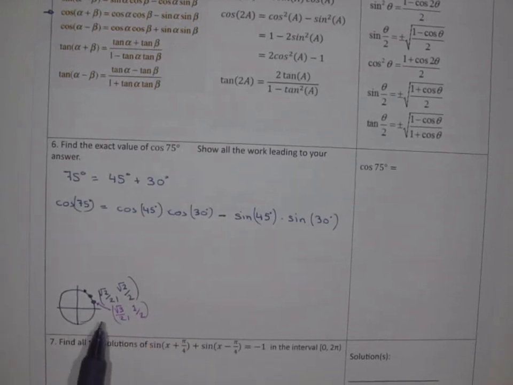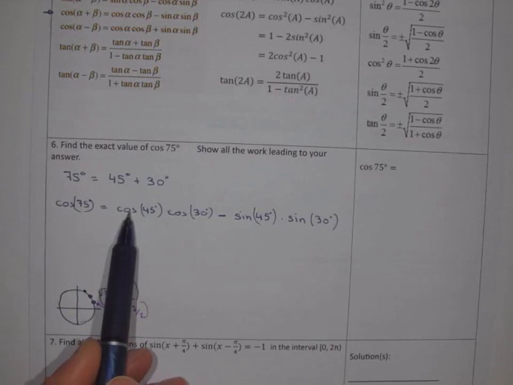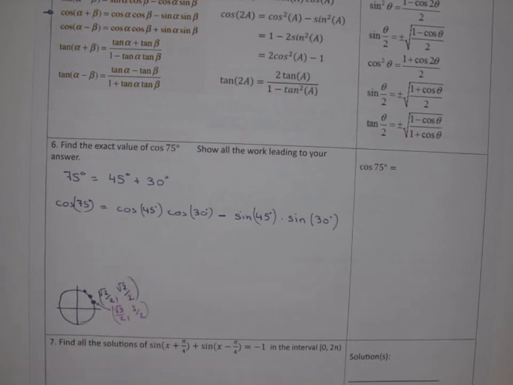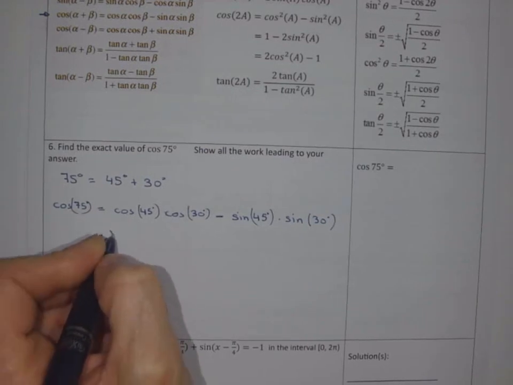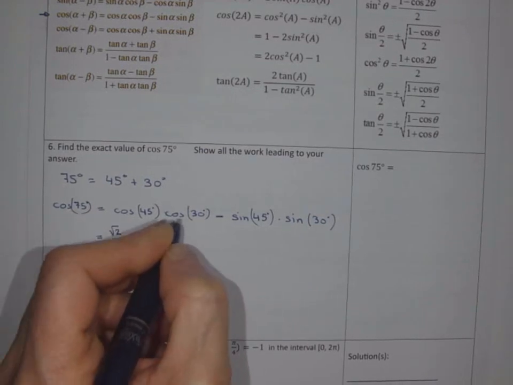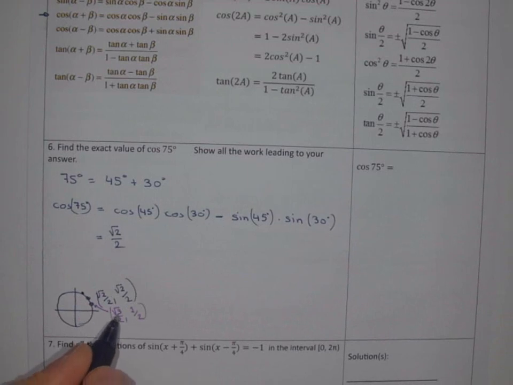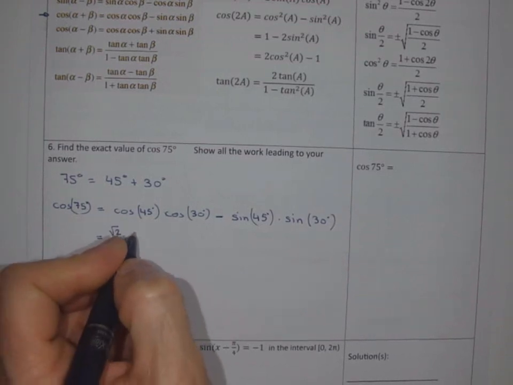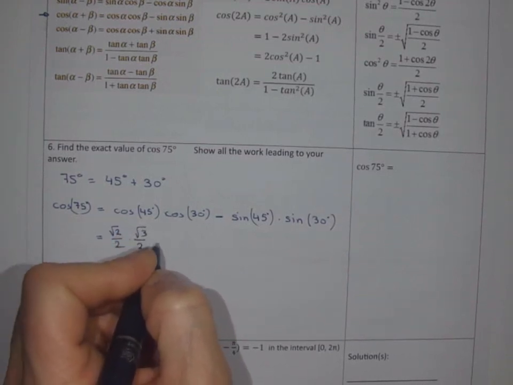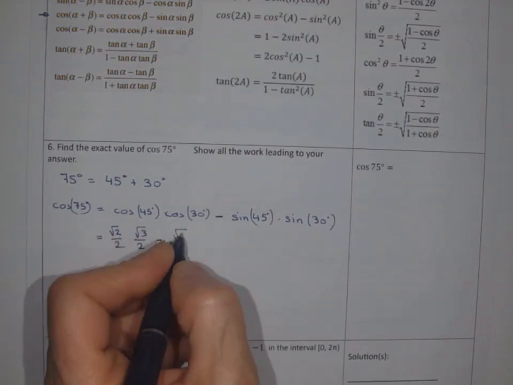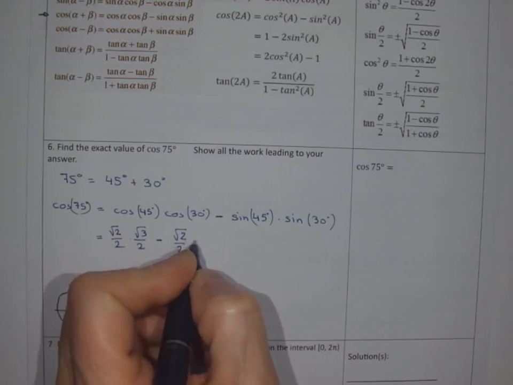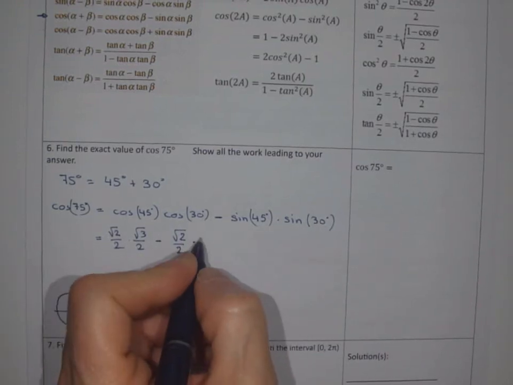So now we just fill in the values. Remember cosine, that's your x value. So x value of 45. 45 is kind of nice because they're both the same anyway. So that will be equal to a square root of 2 over 2. Cosine of 30, so that will be square root of 3 over 2. Minus, excuse me, sine of 45, which is the y value, but still only a square root of 2 over 2, times the sine of 30, which will be a 1/2.